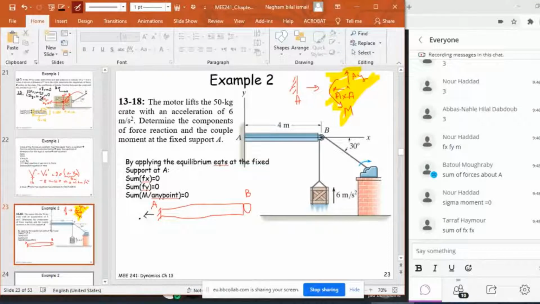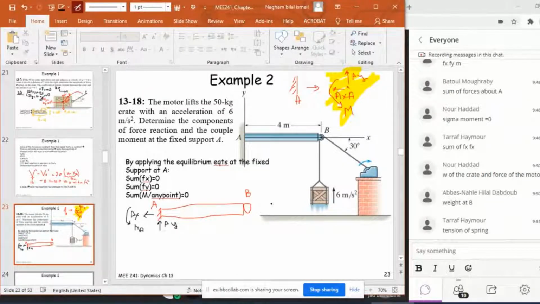So this is the system. Of course, as I said, I have AX, I have AY, I have the moment reaction at A, I'm gonna call it MA. What do I have also, guys? It is the tension of the rope. So, guys, here I have to only show the free body diagram of this system, which means only the forces applied on the system.